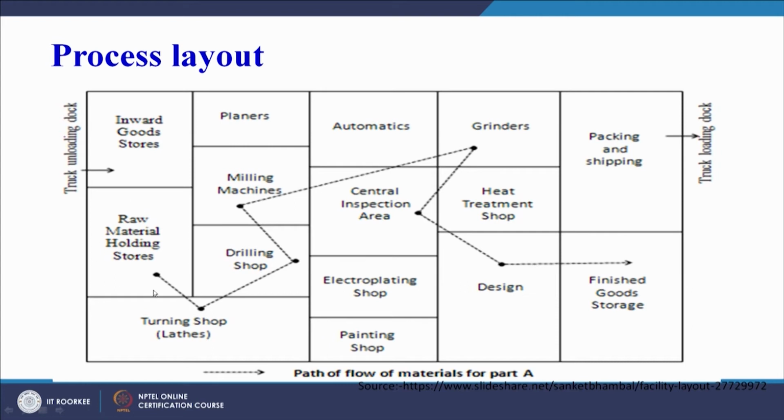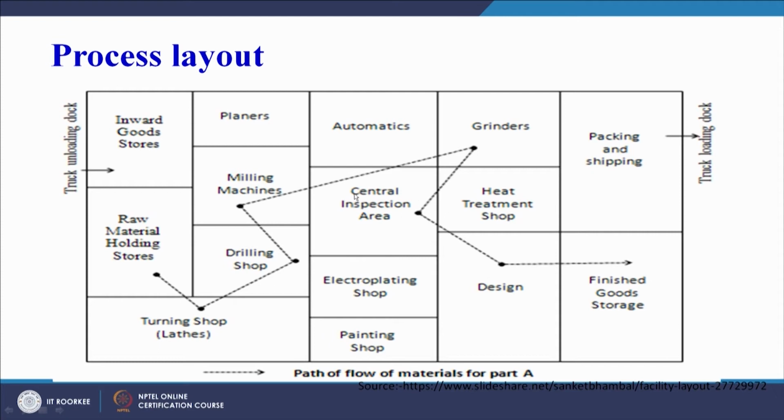So this is the raw material section. This is the truck unloading dock. From outside we are getting the raw material. Trucks will bring the material, it is getting unloaded here. This is the inward goods store where maybe some quality inspection may be done of the incoming raw material. This is the raw material holding stores where we are keeping our raw material. Then the first operation is on lathe machine, turning shop, then there is hole drilling or hole making operation, then milling operation, then finally finishing or grinding operation.